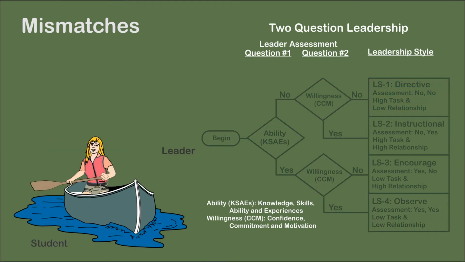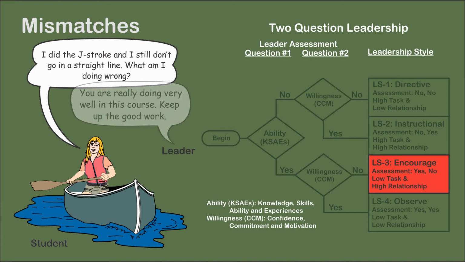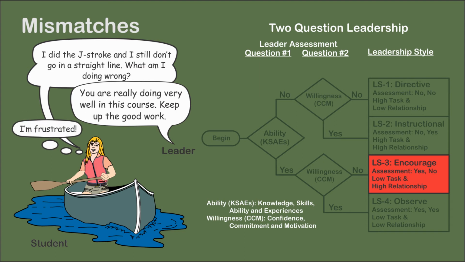It is a canoeing class. A student performs the J-stroke and seeks feedback on what she is doing wrong. The canoe doesn't go in a straight line. The instructor gives socio-emotional support, but doesn't provide specific corrective feedback. He simply notes that the student is doing very well in the course and should keep up the good work.